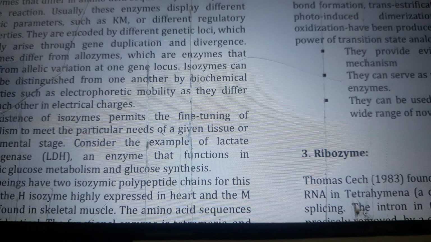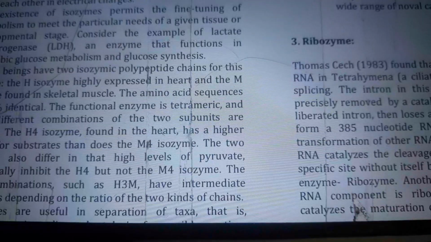Isozymes differ from allozymes, which are enzymes that arise from allelic variation at one gene locus. Isozymes can often be distinguished from one another by biochemical properties such as electrophoretic mobility, as they differ from each other in electric charges. The existence of isozymes permits the fine-tuning of metabolism to meet the particular needs of a given tissue or developmental stage. Consider the example of lactate dehydrogenase, LDH, an enzyme that functions in anaerobic glucose metabolism and glucose synthesis.